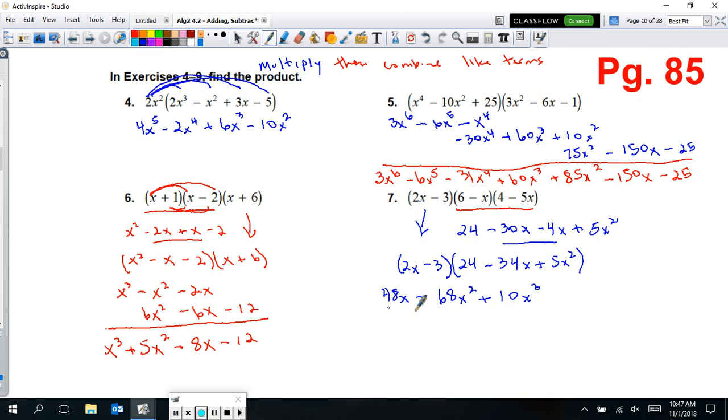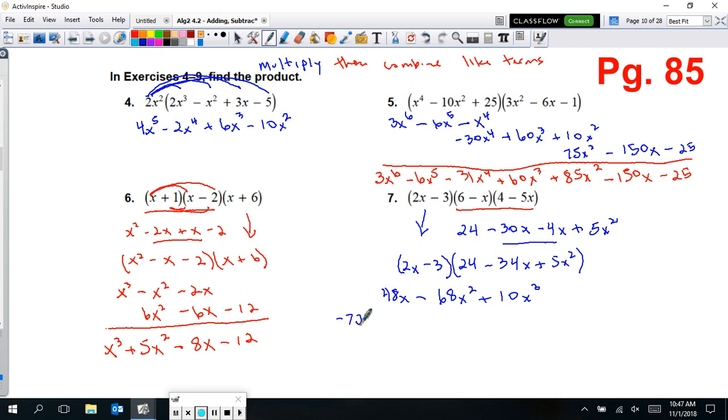And we do want to write our answer in descending order. So you can see right now the way it is, it's not going to be in descending order at the moment. We'll eventually need to write it in descending order. So let's just start off here. Negative 3 times 24, that's going to be negative 72. So let's put the negative 72 kind of up in front here.